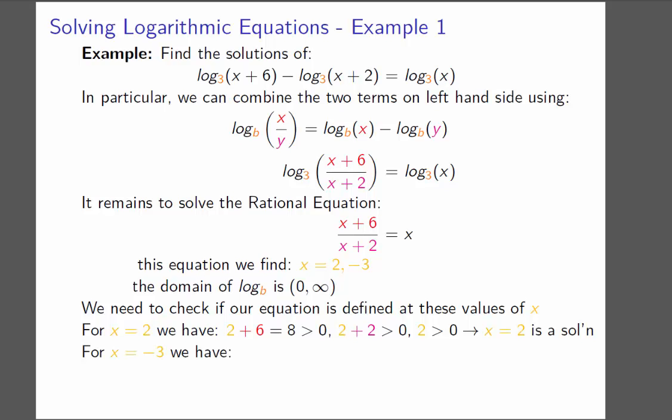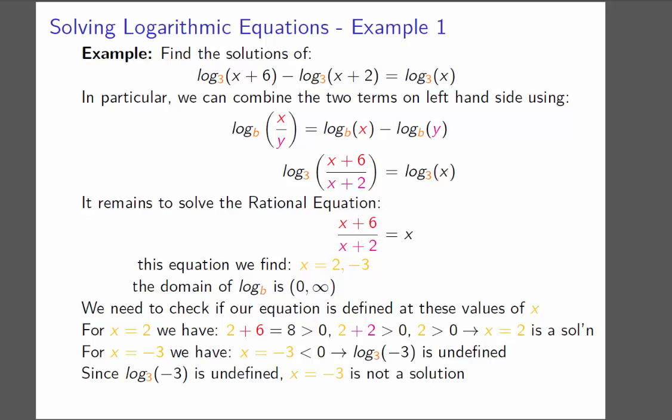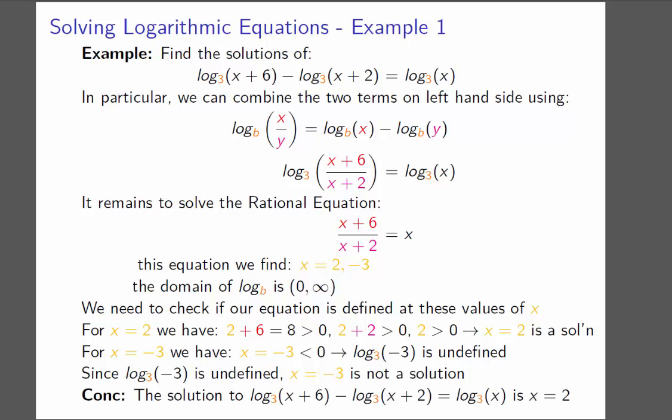But for x equals negative 3, in the final logarithm, we just have x, which is negative 3, which is negative, which means that log base 3 of negative 3 is undefined. And since log base 3 of negative 3 is undefined, x equals negative 3 cannot be a solution. So finally, we can conclude that the solution to our logarithmic equation is x equals 2.